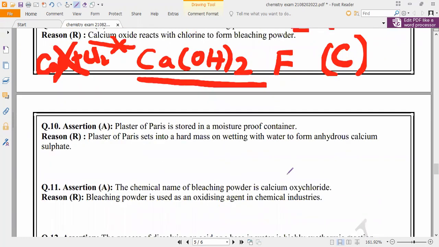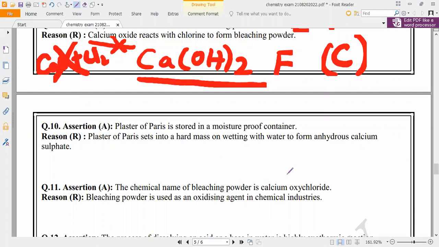Next, girls, question. Read fast, girls. Plaster of Paris is stored in a moisture-proof container. Why? Because it will react with the atmosphere and it will become useless. So both are true, and the reason is the correct explanation. Option A, sir.